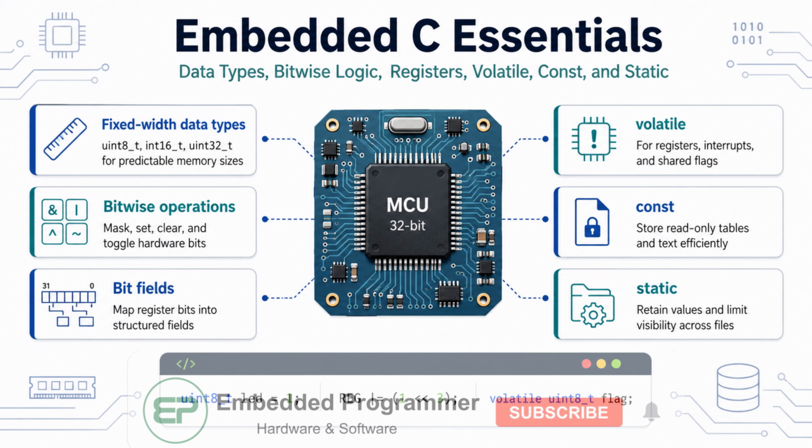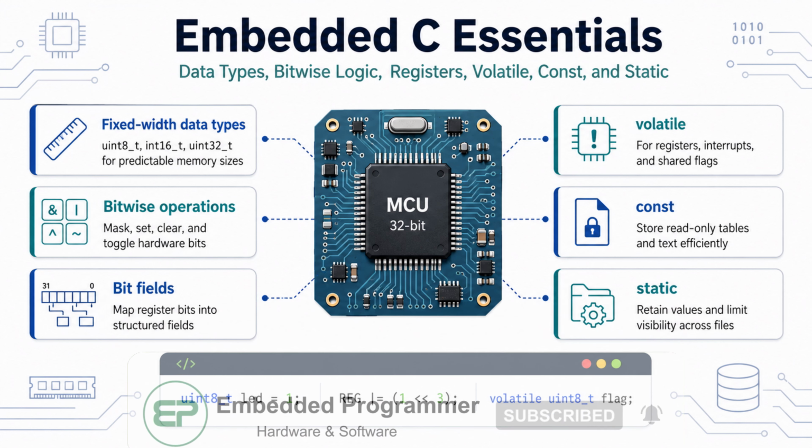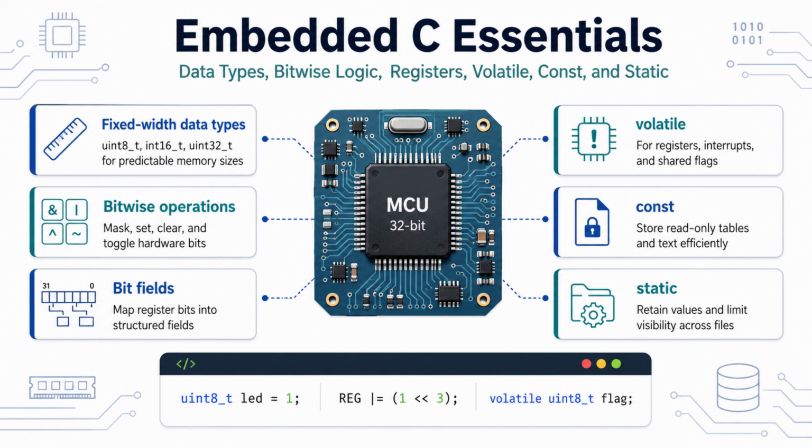In embedded C, we are not only writing software, we are writing software that directly talks to hardware. That is why the basics matter much more than they may seem at first. Data types control how much memory we use. Bitwise operations allow us to control individual pins and registers. Bit fields help us describe register layouts in a structured way.